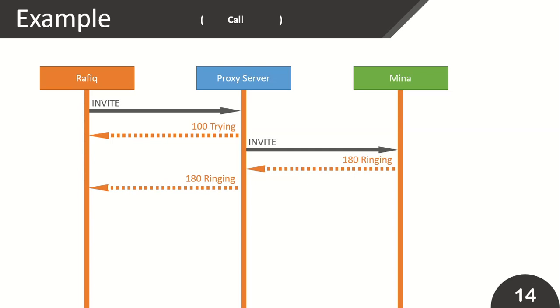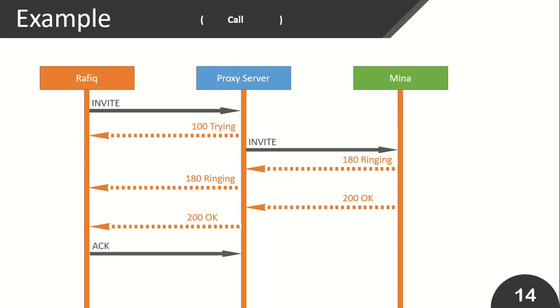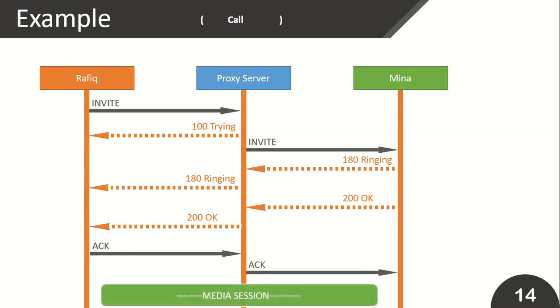Okay. Then if Mina accepts the call, in response she will send a 200 OK message to the proxy server. The proxy server also sends this message to Rofik. Now the final response is finished, then Rofik will send an ACK message to the proxy server. The proxy server will send it to Mina. Then they are open to talk now. So this is an example of the SIP protocol, how SIP works.